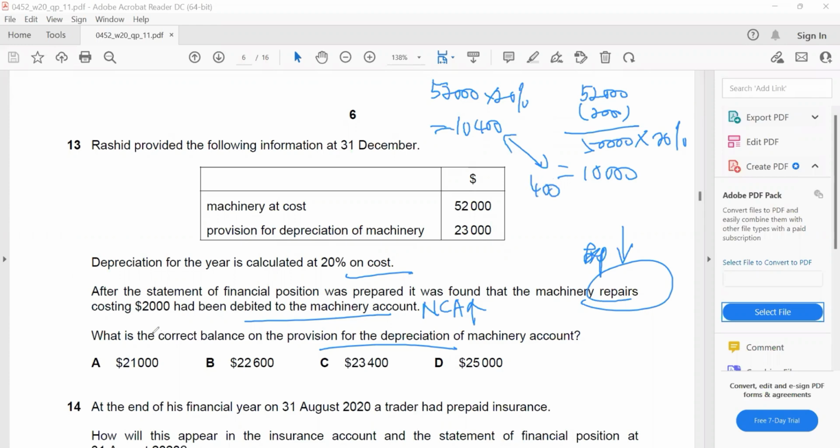So what is the correct balance on the provision for depreciation? So my depreciation should be lesser by 400. So in this case, I have to minus 400 here. So 23,000 minus 400, so I get 22,600. So for this one, the answer should be B. Okay, now let's continue.